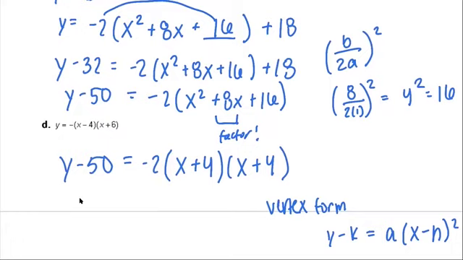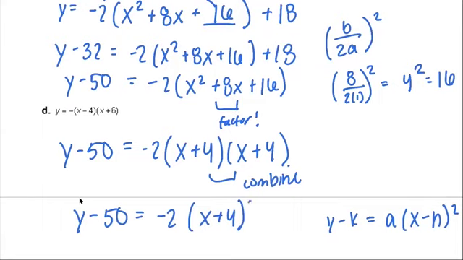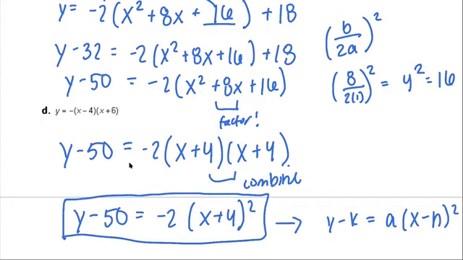But it's not vertex form. Vertex form has to be something squared. So I can combine these two: y minus 50 equals negative 2 times (x plus 4) squared. And I am now in my vertex form. So this is my final equation. And again, personally, I think this is the most difficult form for me.